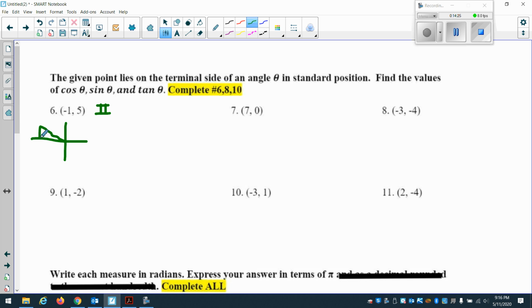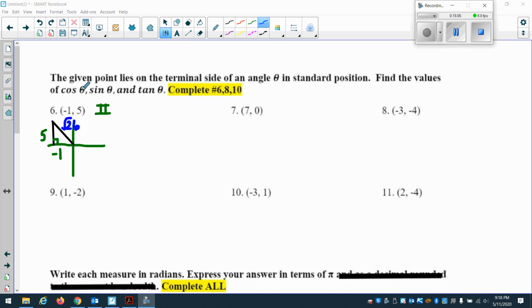Draw your little triangle. Okay, hopefully yours is better than mine right now. Negative 1 and 5. Okay, I know it's negative 1 because that's my x value. 5 is my y. And then quadrant 2, your x is negative, your y is positive. So you have to run Pythagorean theorem to find your hypotenuse. All right, so I made that triangle a little bit better so you guys could see it. So once you run Pythagorean theorem, you end up with a hypotenuse of root 26.